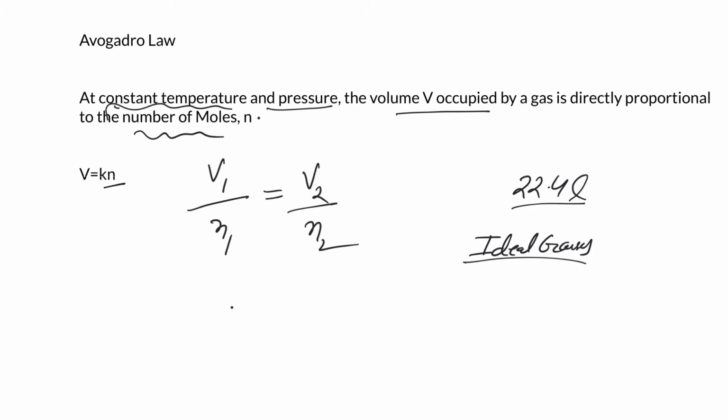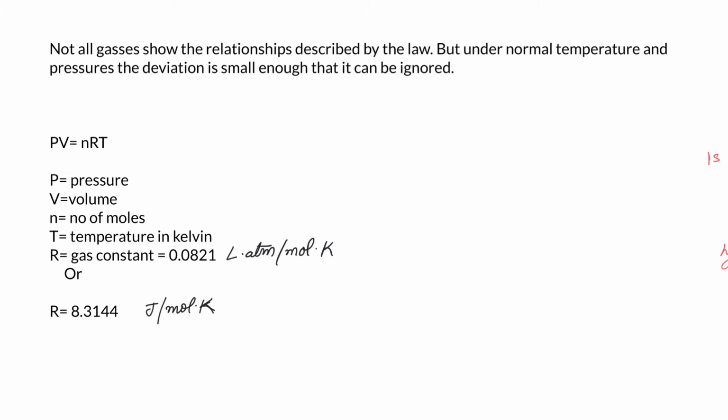But the deviation at normal temperature and pressure is small. Normal temperature and pressure simply means the pressure and temperatures that we generally work with in gas laboratories or industries, right? So we group these relationships as obeyed by ideal gases, in ideal scenarios. Now, we attempt to summarize the three gas laws that we have covered so far.